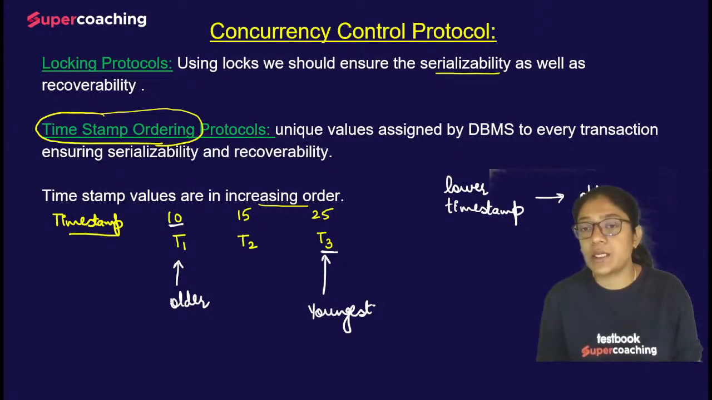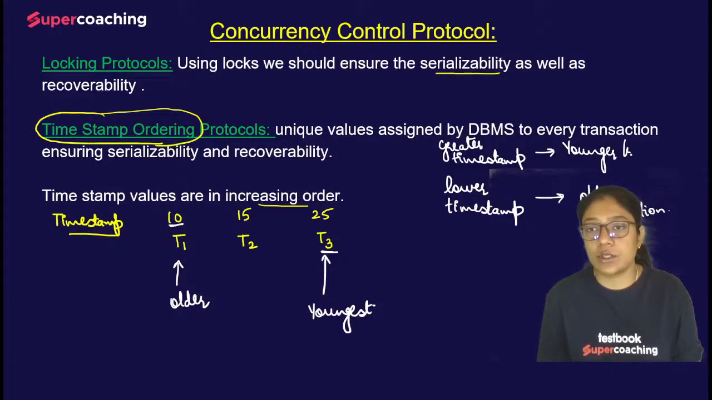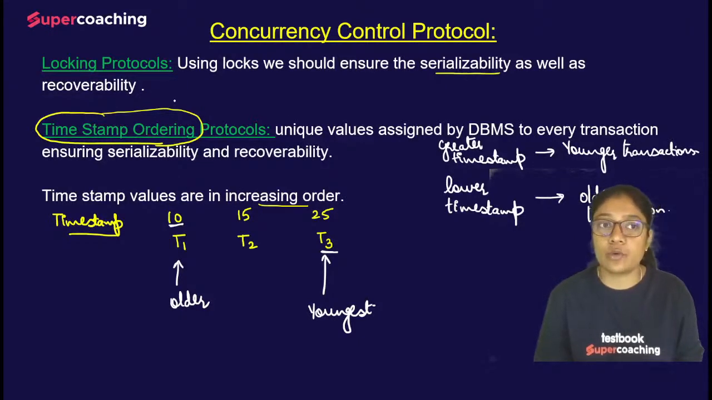Lower timestamp represents the older transaction, and greater timestamp means that is the younger transaction. So these concurrency control protocols are categorized into two categories: locking protocols and timestamp ordering protocols.